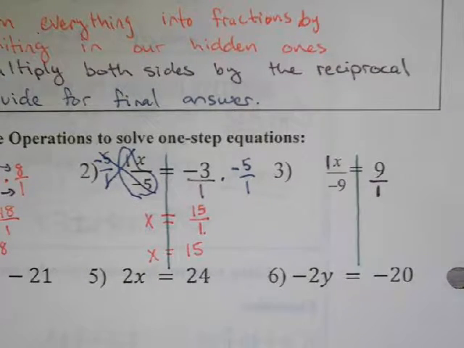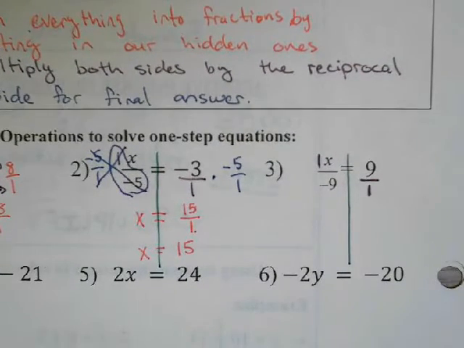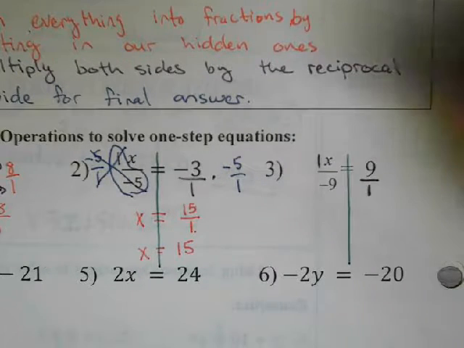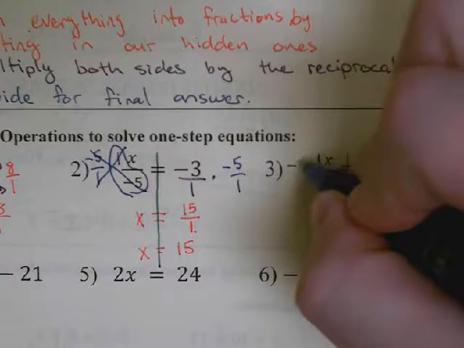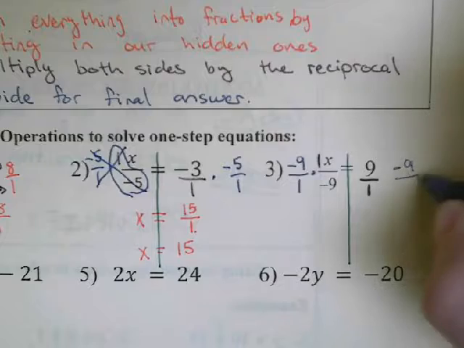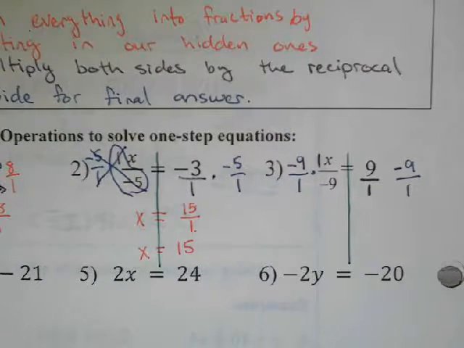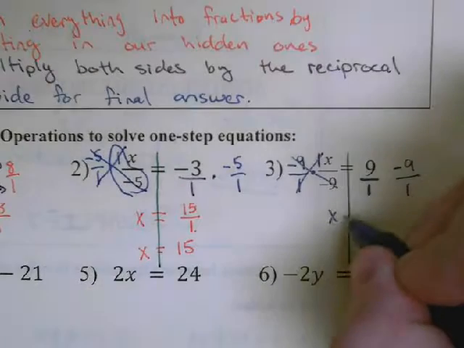Now what reciprocal am I going to multiply both sides by? Well, it's the 1 over negative 9 I'm trying to get rid of. So I'm going to multiply both sides by negative 9 over 1. These will cancel out, and we'll have x equals.